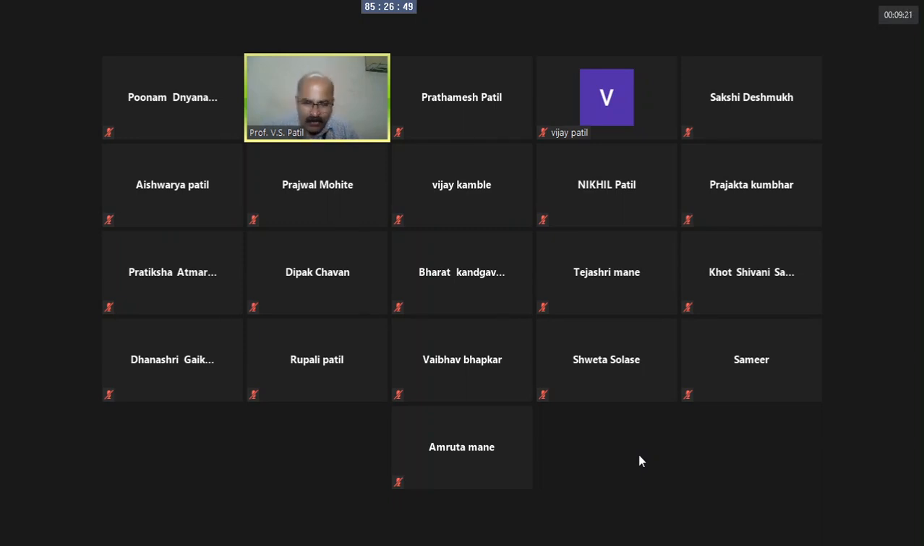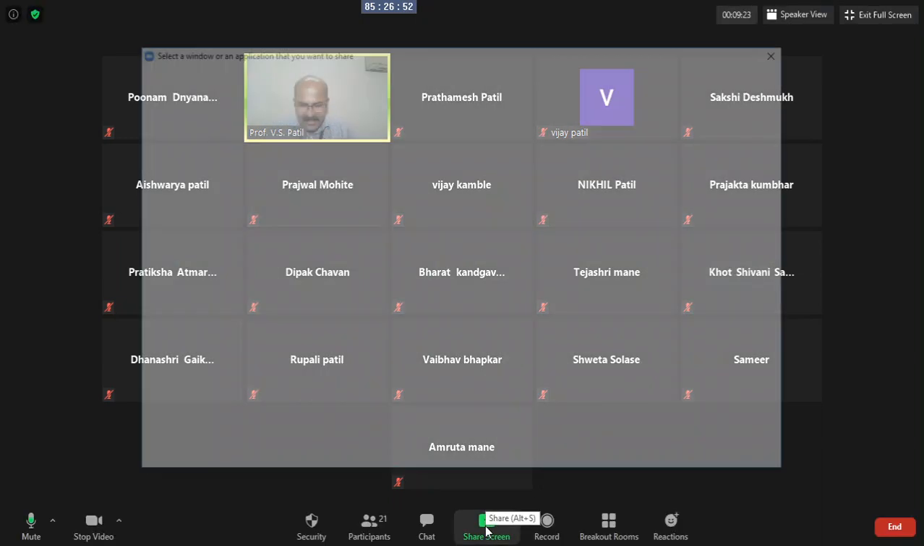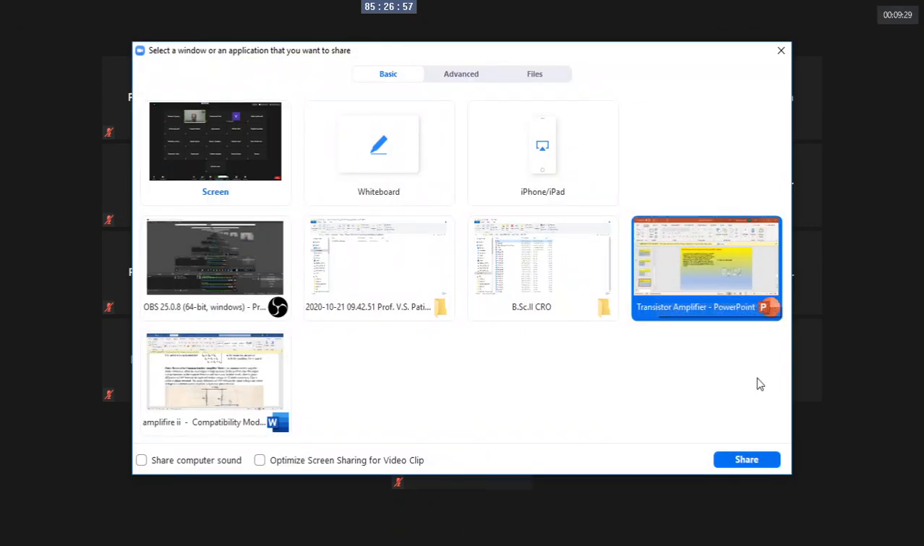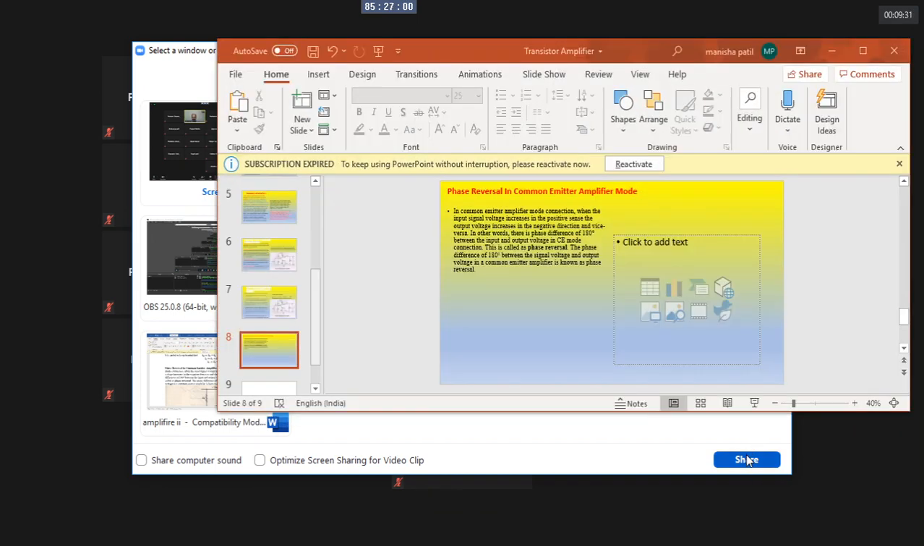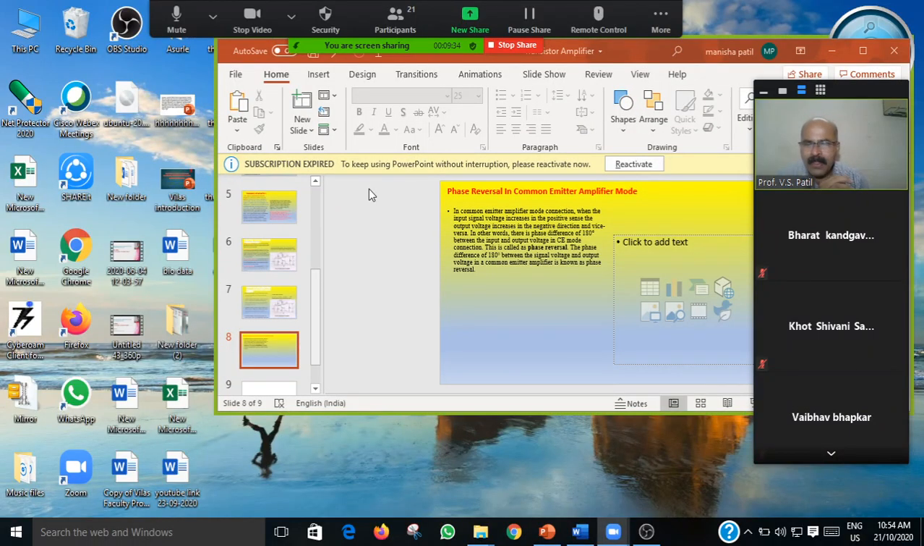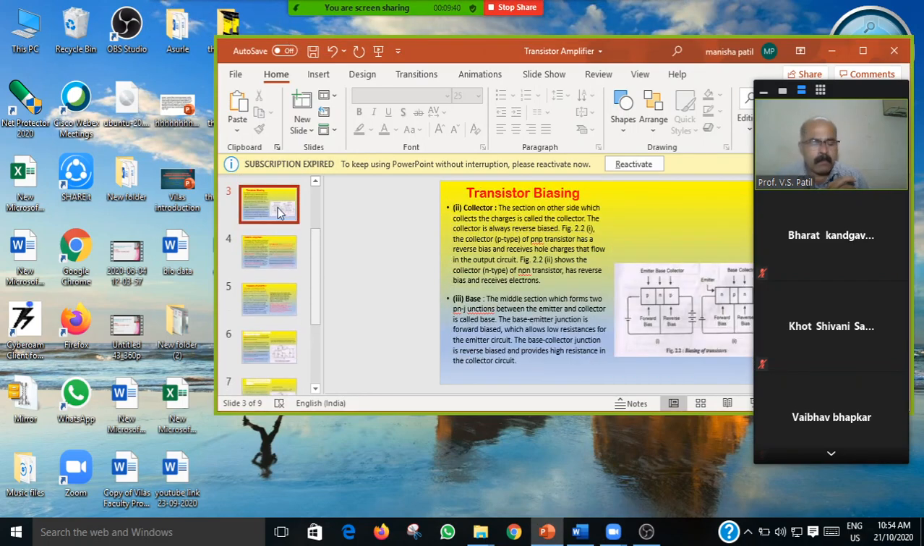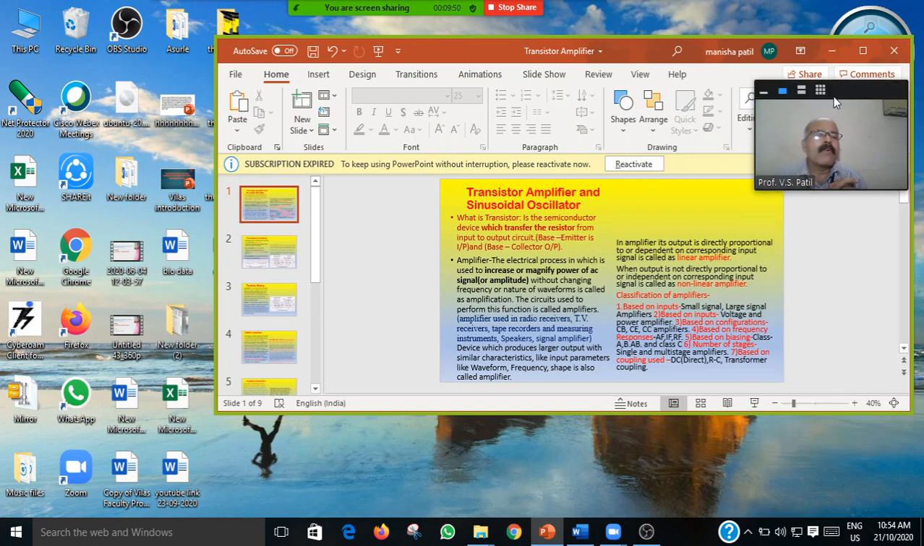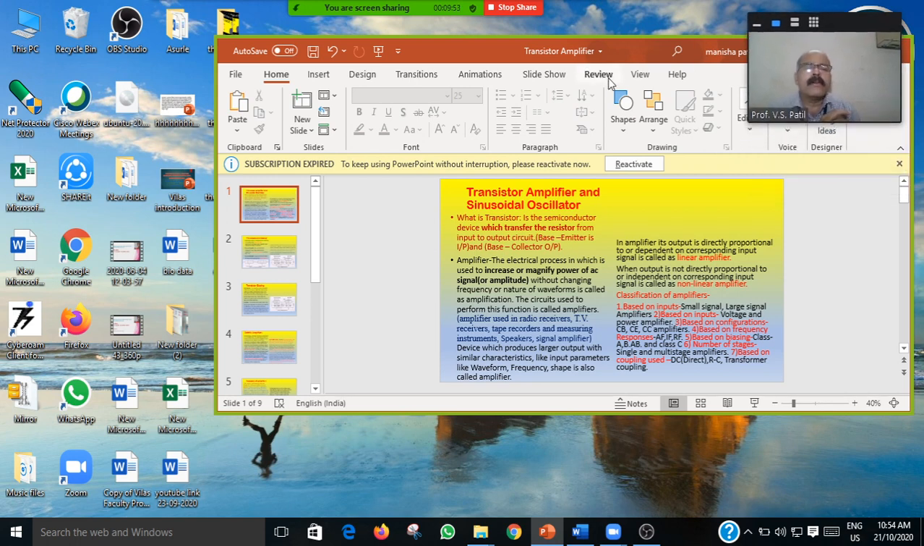Okay, today we are going to see the next topic, and the next topic is, here I want to share the screen first. This is the next topic, that is transistor amplifier and sinusoidal oscillator.